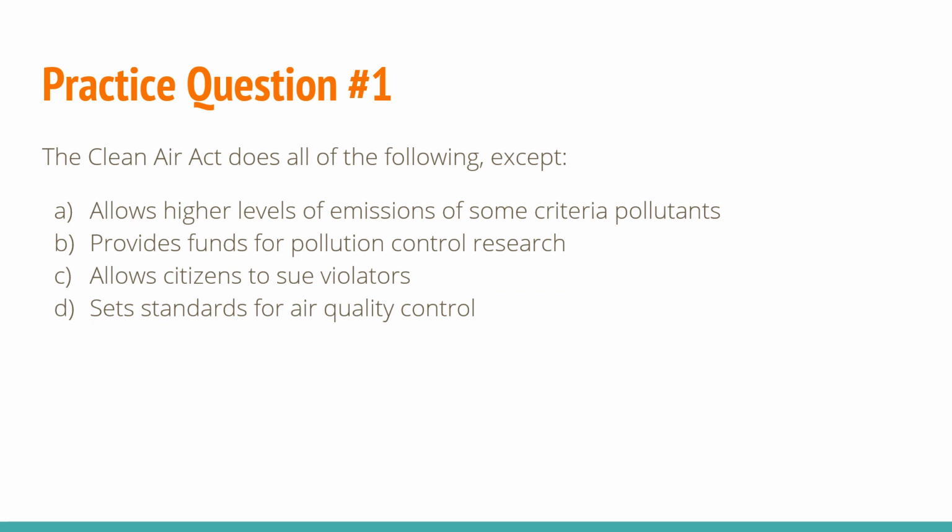If you wanted to stick around, we could do some practice questions. So practice question number 1, the Clean Air Act does all the following except: A, allows higher levels of emissions of some criteria pollutants. B, provides funds for pollution control research. C, allows citizens to sue violators. Or D, sets standards for air quality control. Which one do you think it is? The answer is A, allows higher levels of emissions of some criteria pollutants. We want to lower the levels. We don't want to increase the levels.